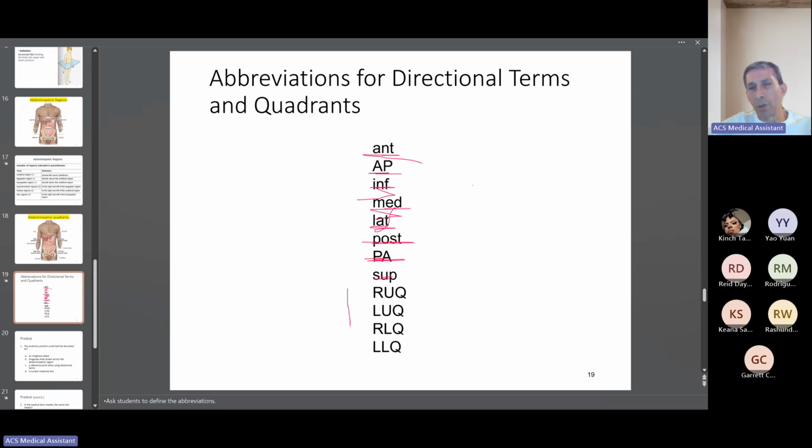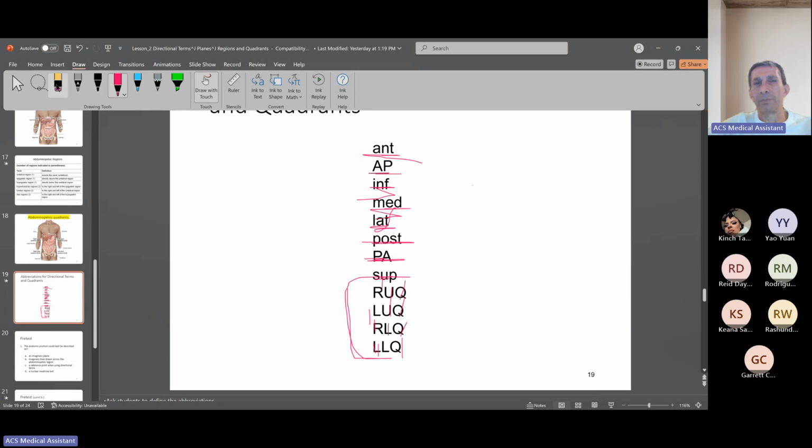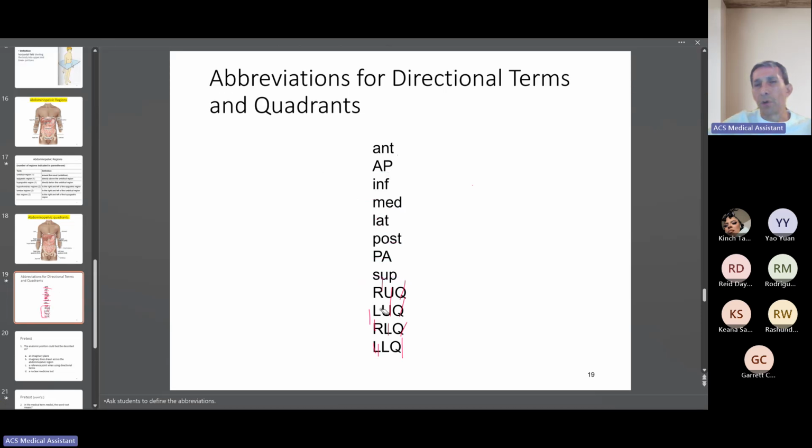Now we have all these quadrants, see? We need to know the quadrants. Right upper quadrant, left upper quadrant, right lower quadrant, left lower quadrant. See, it's not difficult. We just need to get familiar with them, to know that we have quadrants, that we have the regions. Quadrants means quattro, means four.